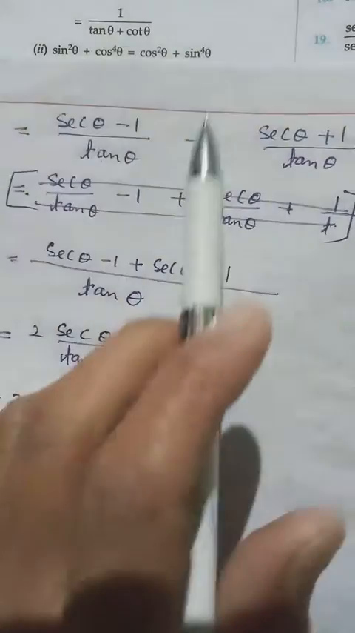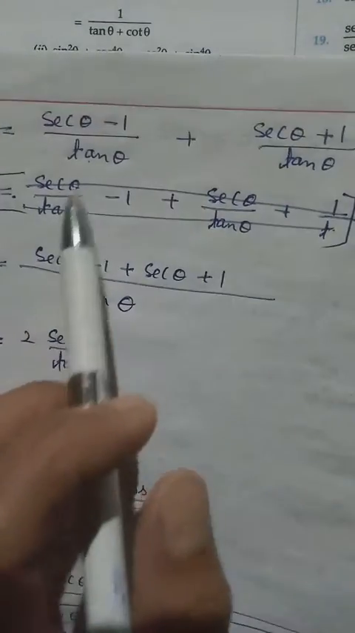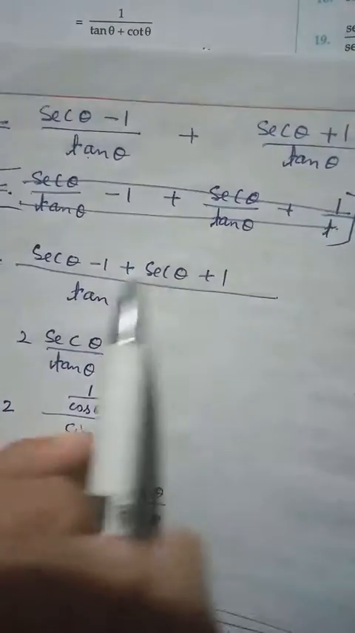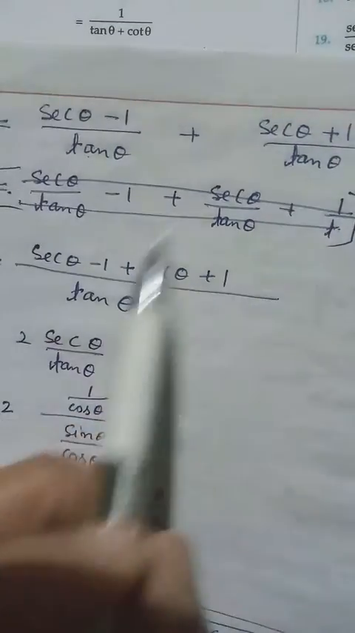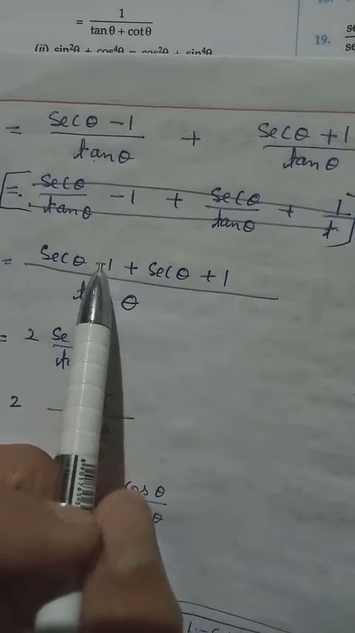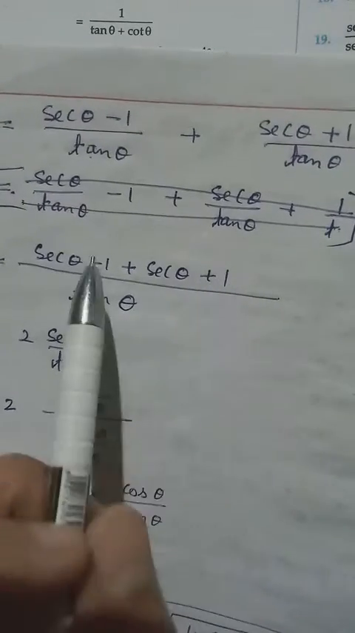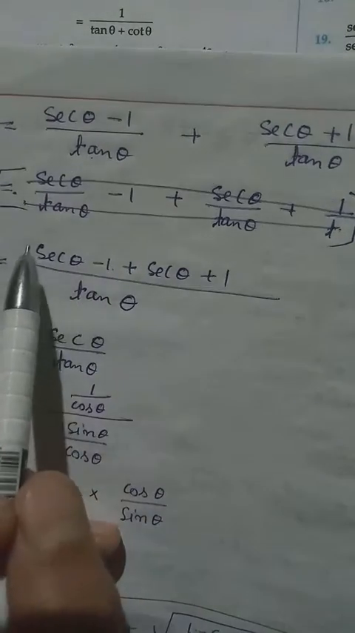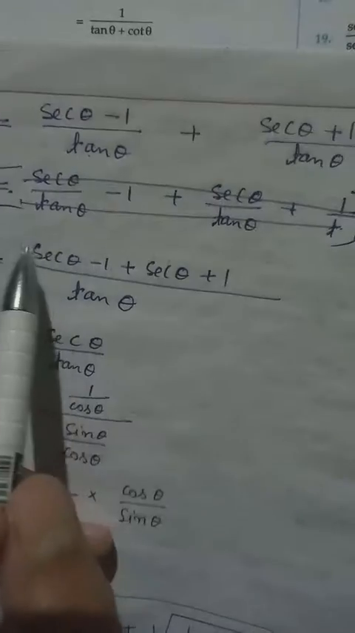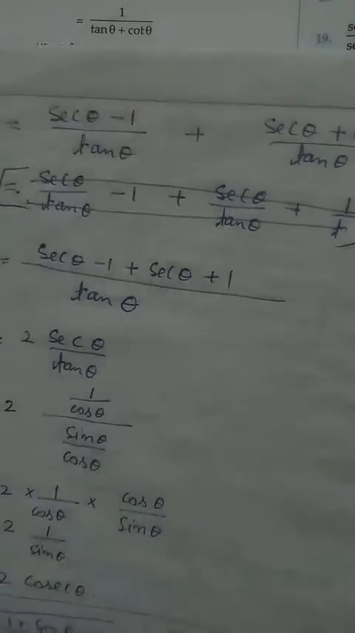So since we have fractions with plus, we can take the LCM. Denominators are the same, we can take only one. Numerator will remain the same. Then here we have minus 1 plus 1. So 1 minus 1, 0. Then here we have sec theta, sec theta. So we get 2 sec theta.